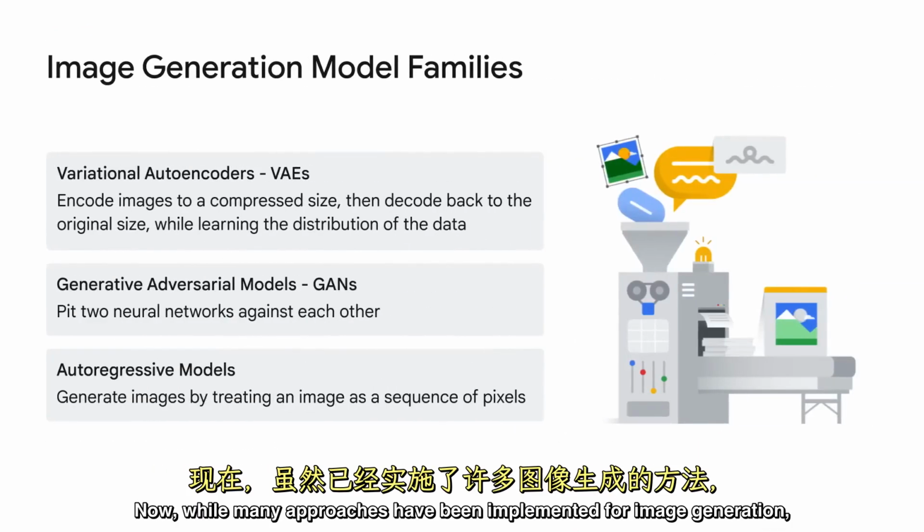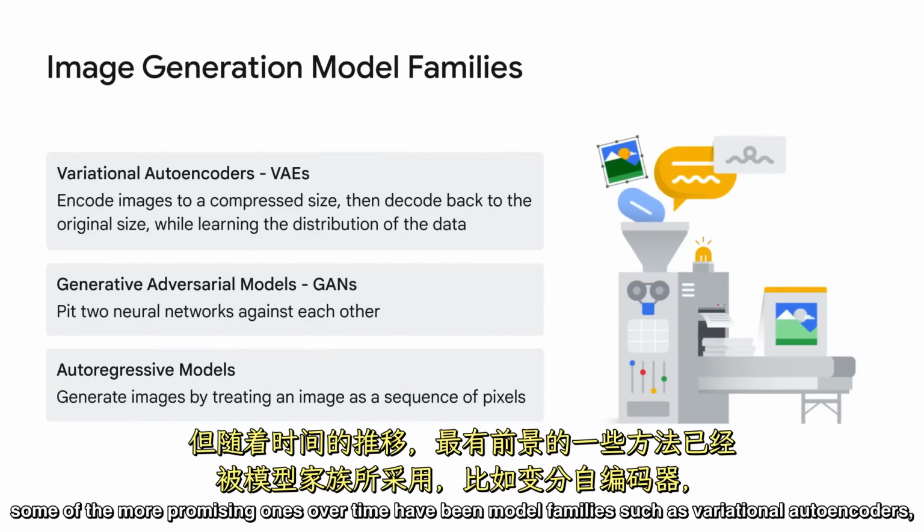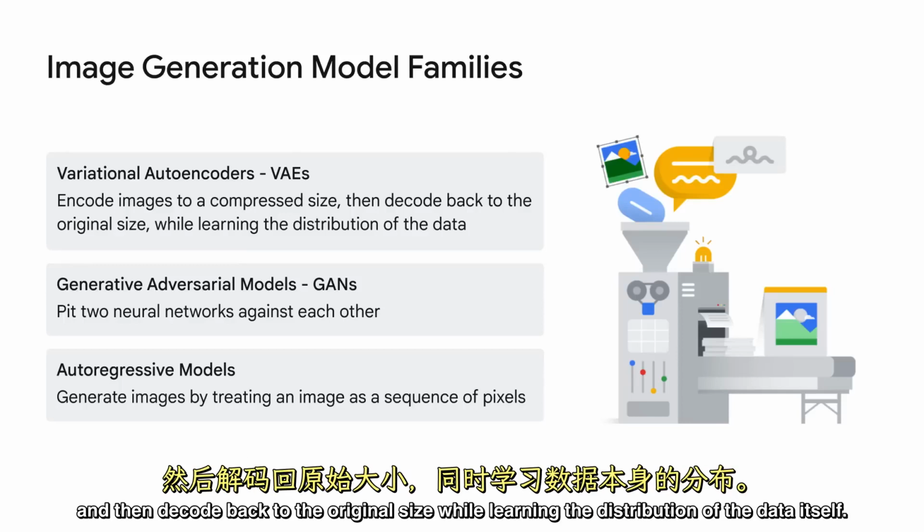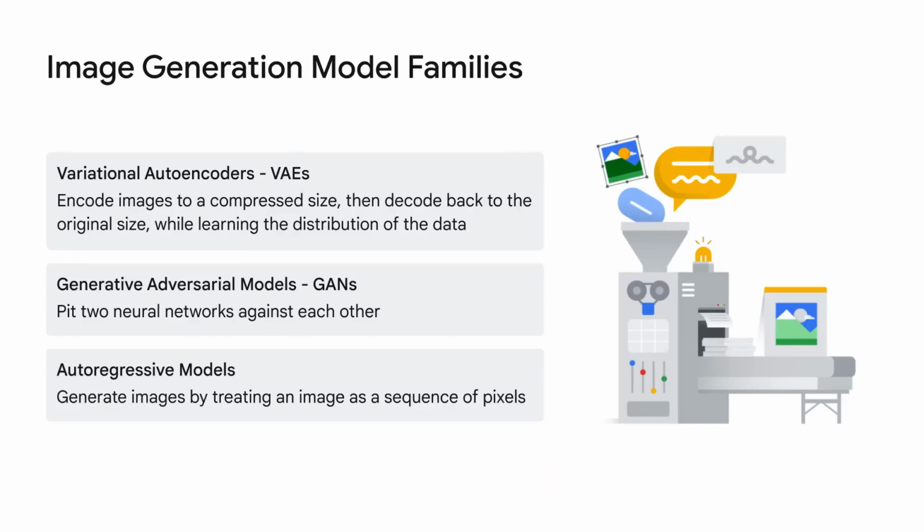Now, while many approaches have been implemented for image generation, some of the more promising ones over time have been model families such as variational autoencoders, which encode images to a compressed size and then decode back to the original size while learning the distribution of the data itself.